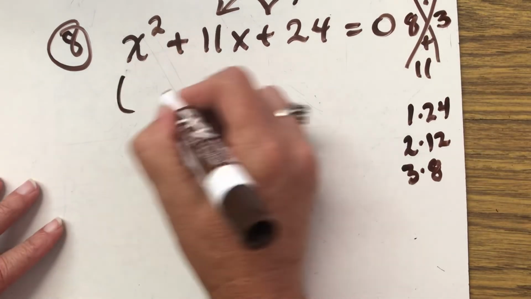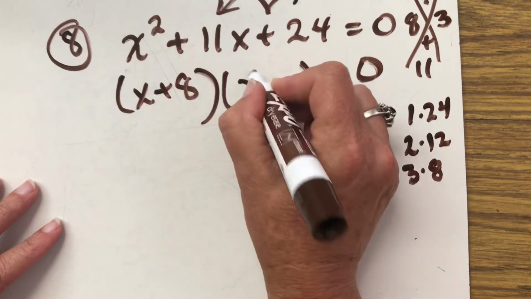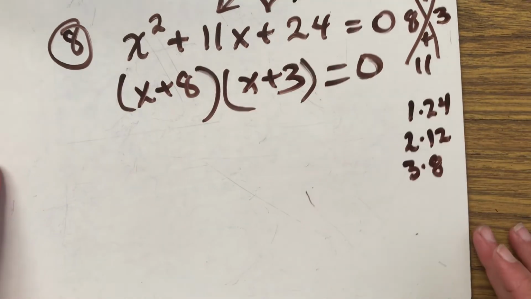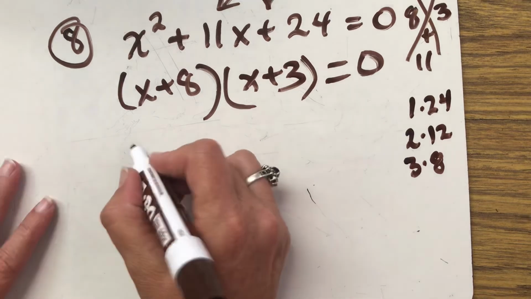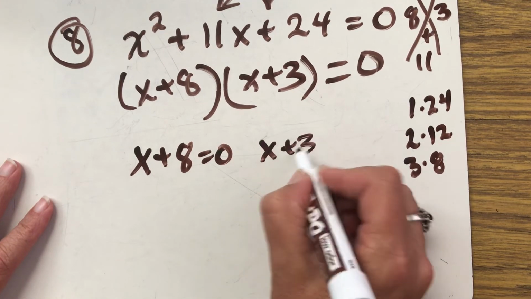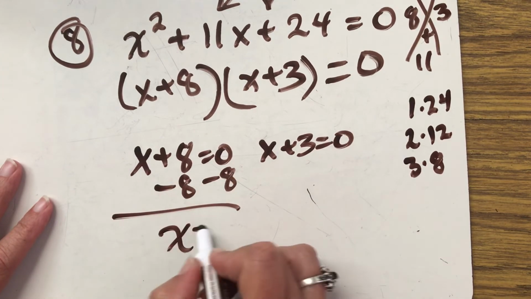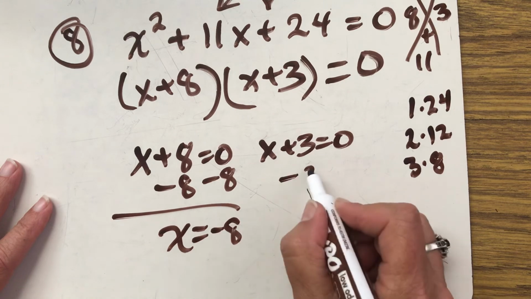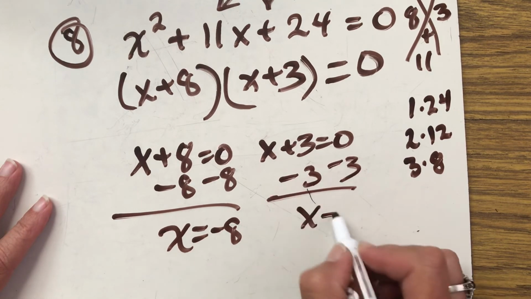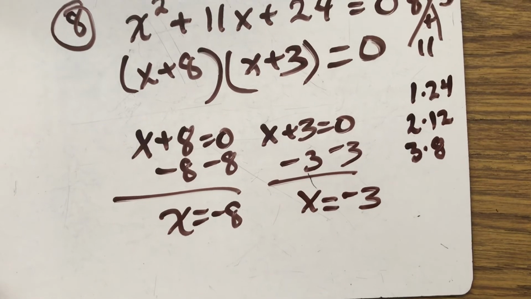So let's go back over here. We have our factors that make it true. We have x plus 8 and x plus 3. Cool. Let's set our factors equal to 0 and solve for these beautiful roots or x-intercepts or solutions or zeros. Cool beans. -8 and -3 are our final answer.